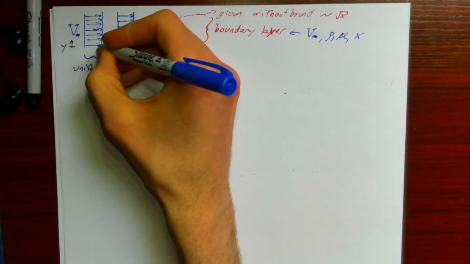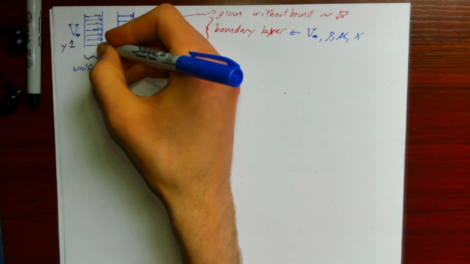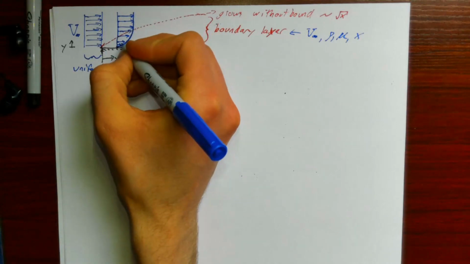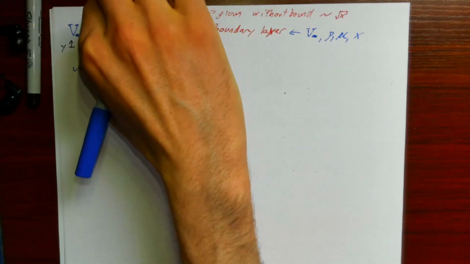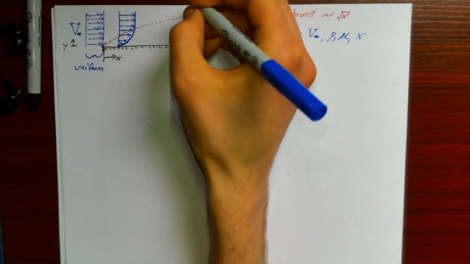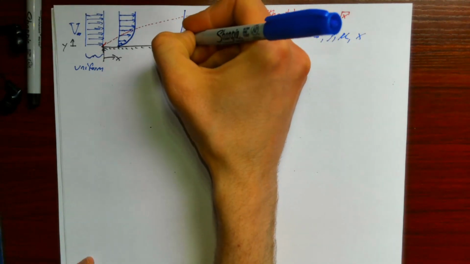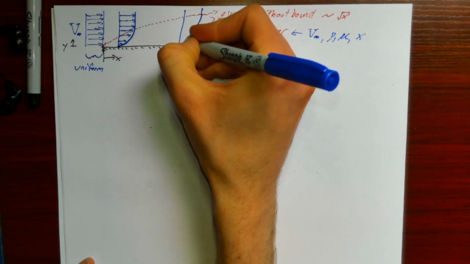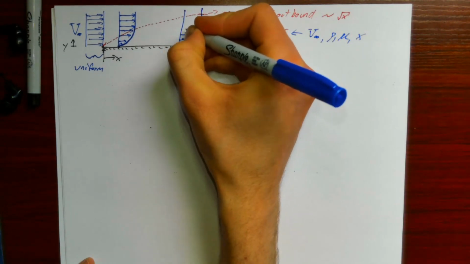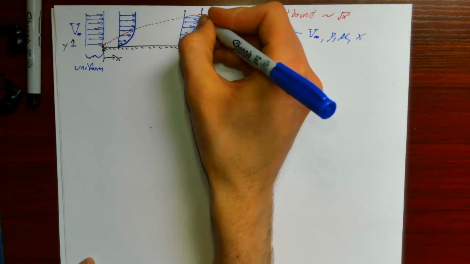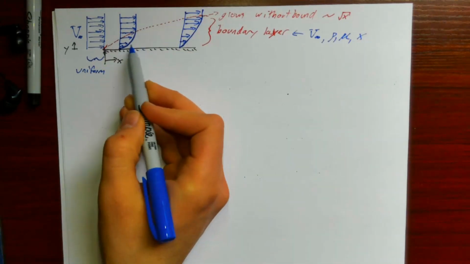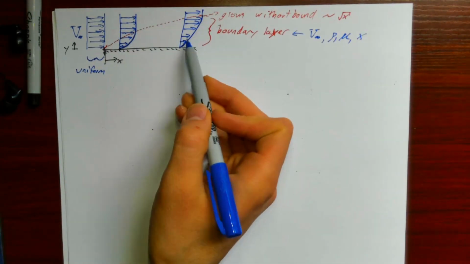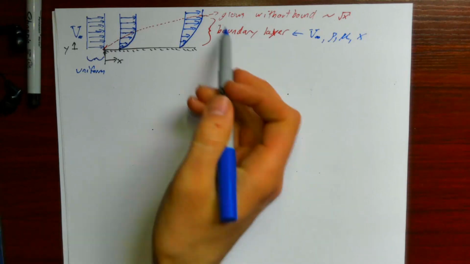So right at the leading edge, we have this uniform velocity coming in, and the transition region between where we have no velocity at the plate and the free stream velocity gets thicker and thicker as we go along. So here this transition happens quickly, here it happens slowly. Why do we care about this?